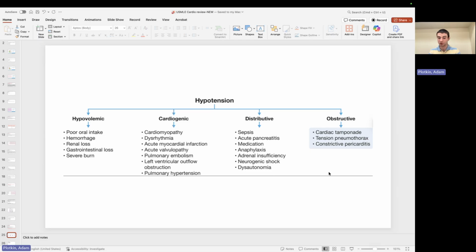The next kind of cause of shock, so that was the pump. The pipes would be something like my distributive shock, right? In this case, there's multiple types of distributive shock.